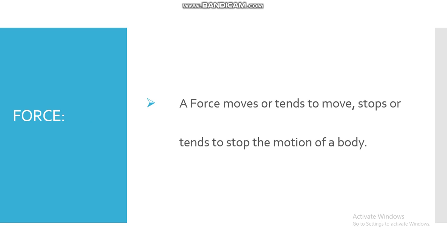The definition is: a force moves or tends to move, stops or tends to stop the motion of a body. So what does a force do? A force moves or tends to move, stops or tends to stop the motion of a body. For example, if an object is at rest and you apply force on it, what happens? It starts moving because of the force. Or, for example, a body is moving and you apply force on it, so you stop the motion of the object. So a force can either move or stop the motion of a body.